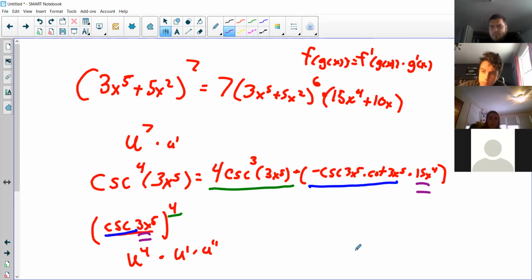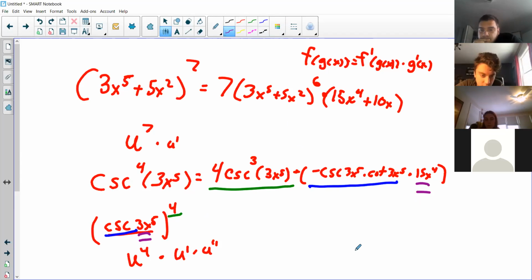Two questions. One, if we write the 15x to the 4th on the outside, is that a problem? Of the parentheses? Yeah. No, that's not a problem.